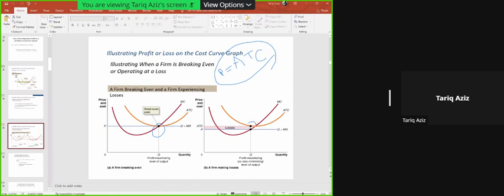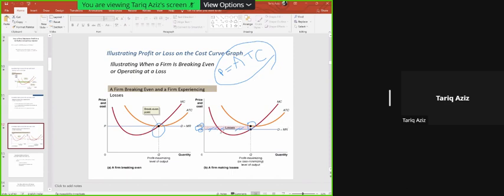And if the average total cost is higher than the price per unit that has been fixed by the market, in that case, the firm will make a loss. And this rectangle is the area of loss. Why is this loss? Because price is lower and average total cost is higher. So cost is high, price is low. So this is a situation of loss. Graphically, this can be shown like this.